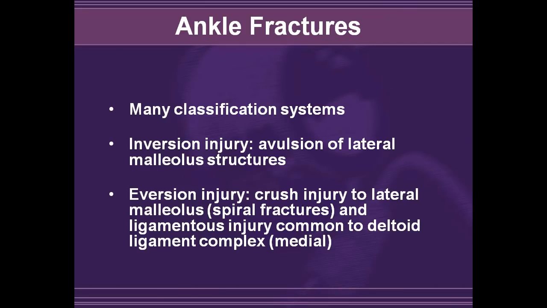There are numerous classification systems for ankle fractures, which are worth knowing in some cases. However, again, if you can describe the fractures and the fragments, as well as any possible associated soft tissue injury, that is the most important thing. Inversion injury can lead to avulsion of the lateral malleolus or their ligaments, whereas an eversion injury can lead to a crush injury to the lateral malleolus with a spiral fracture, as well as ligamentous injury on the medial side, which usually involves the deltoid ligament complex.